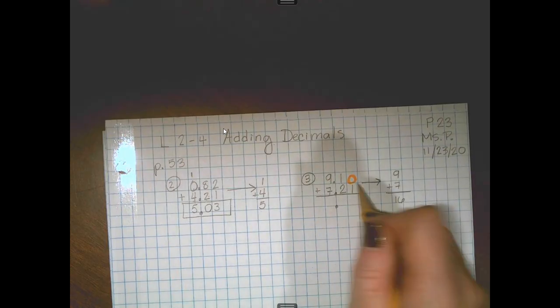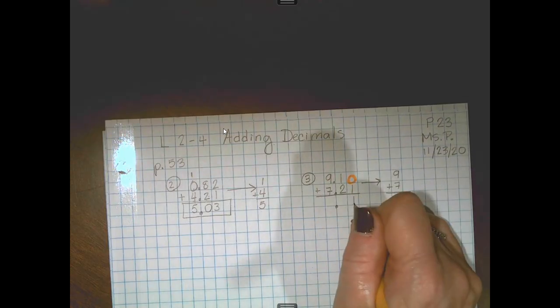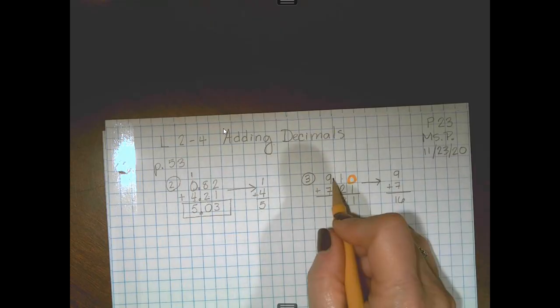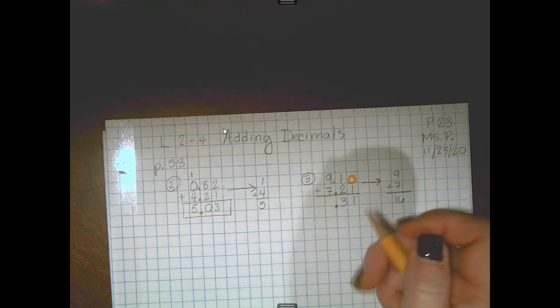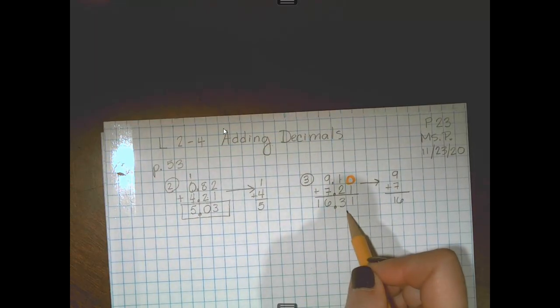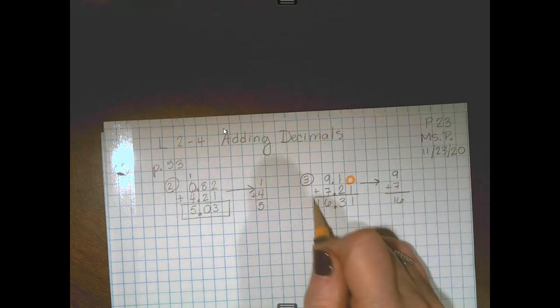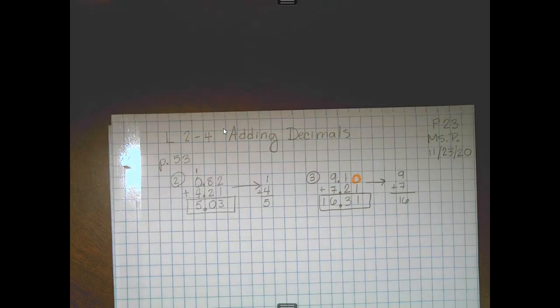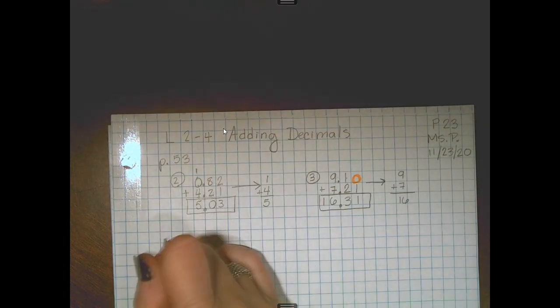When I add my hundredths together, I get 1/100th. When I add my tenths, I get 3/10. 9 plus 7 is 16. So my sum is 16 and 31/100ths. That is reasonable. It is very close to my estimate. And again, the estimate lets us check to make sure that our answer makes sense. All right, let's do a couple more.